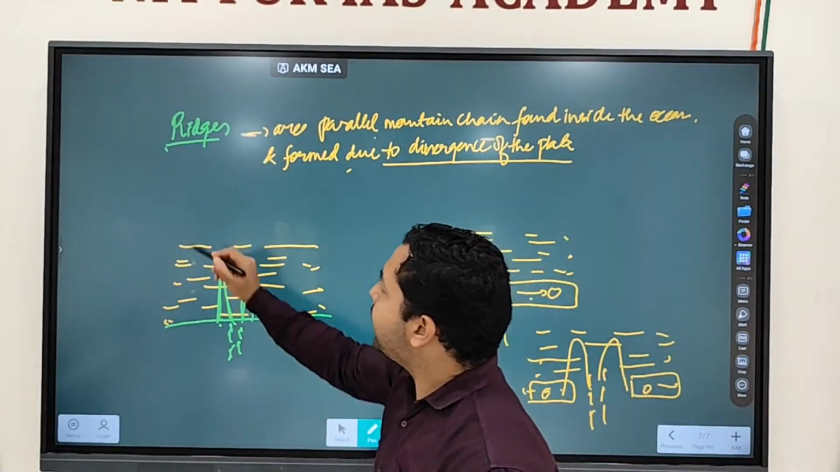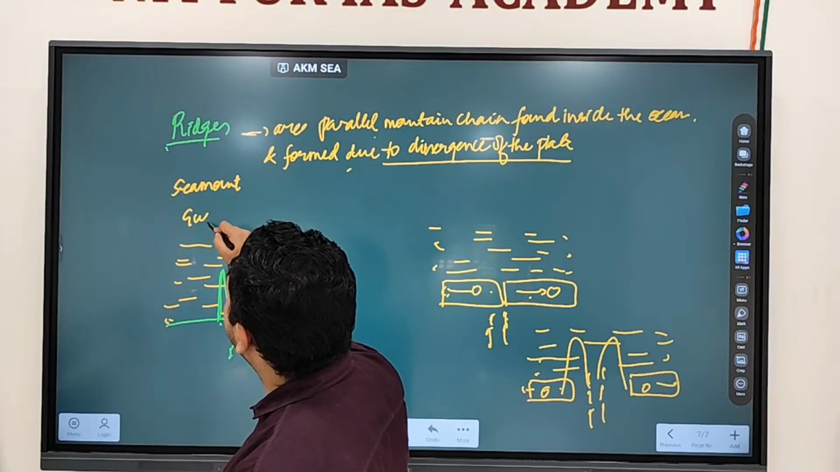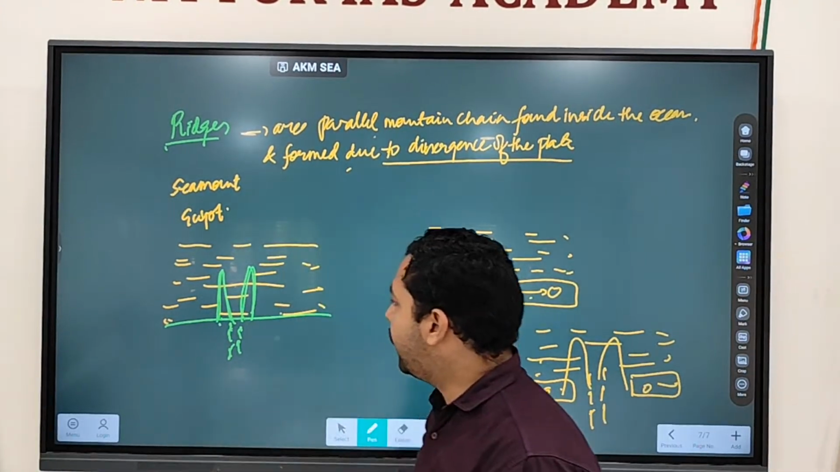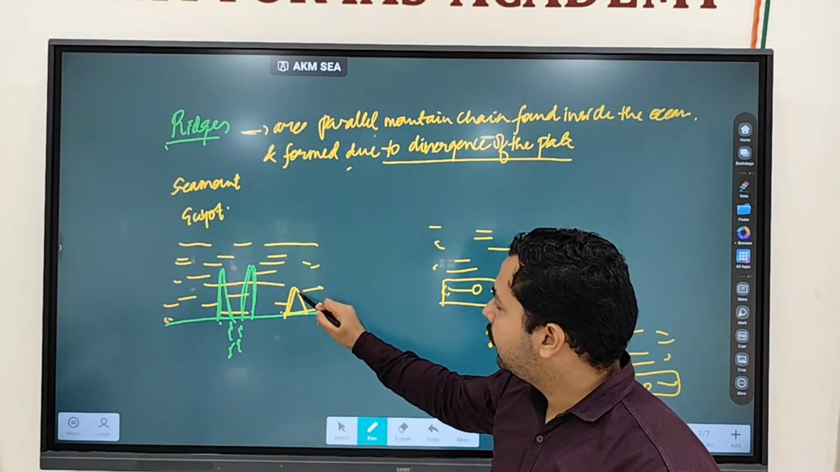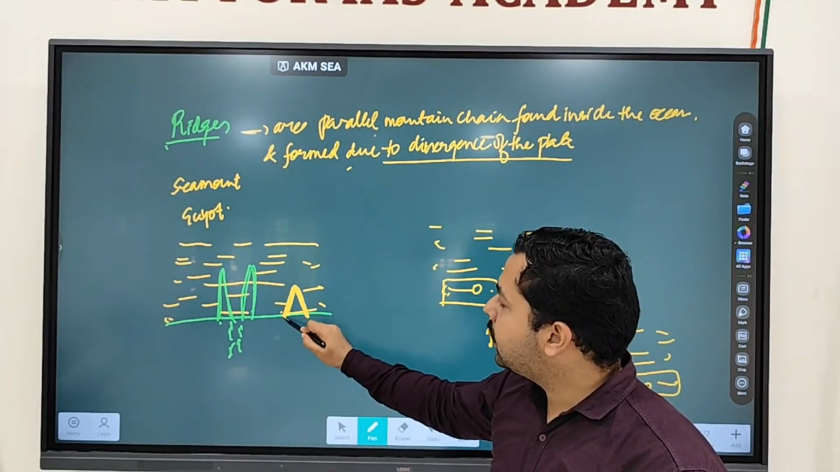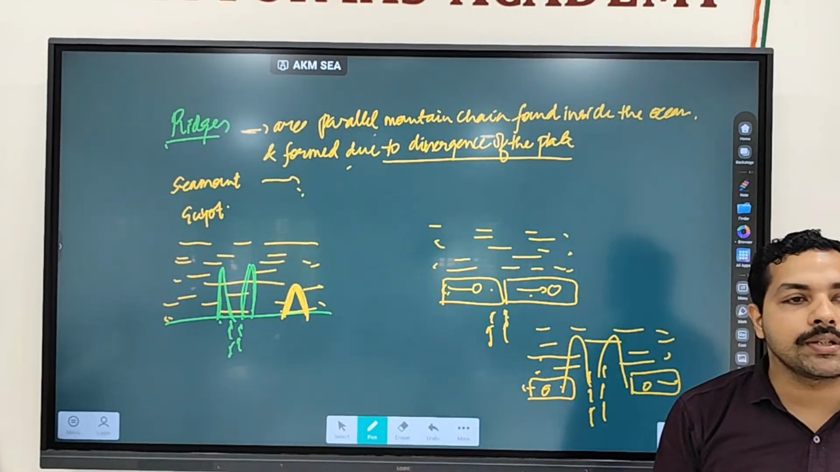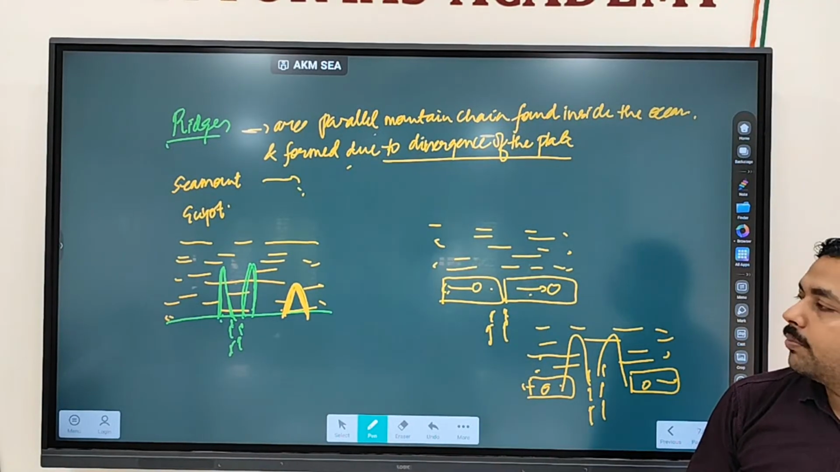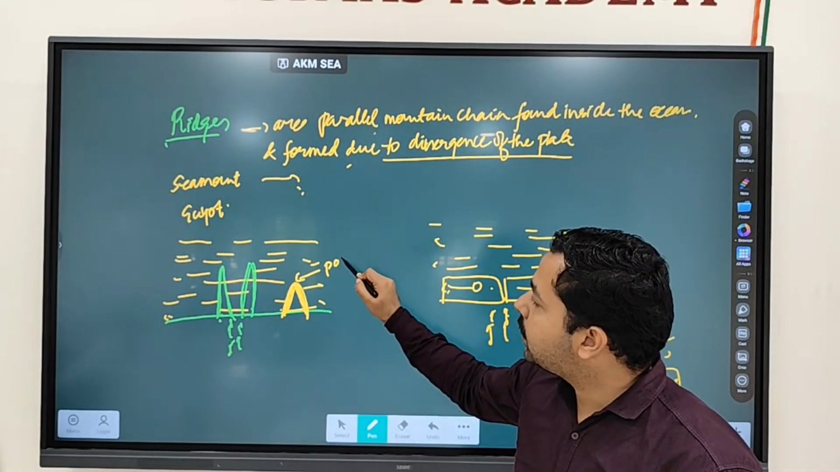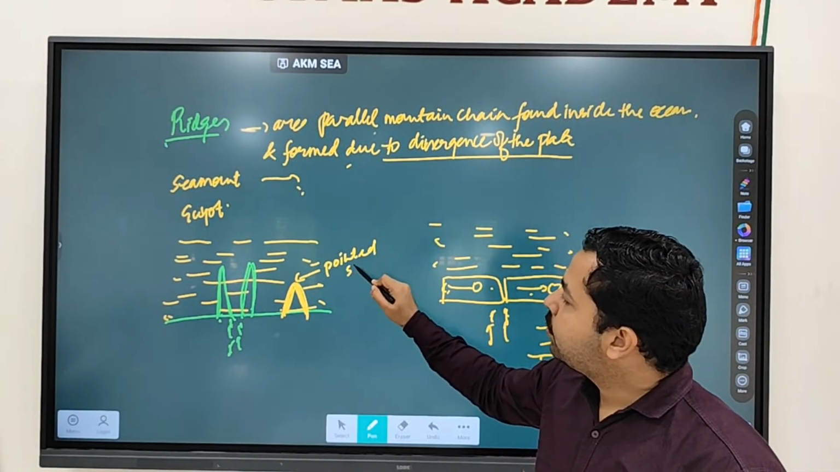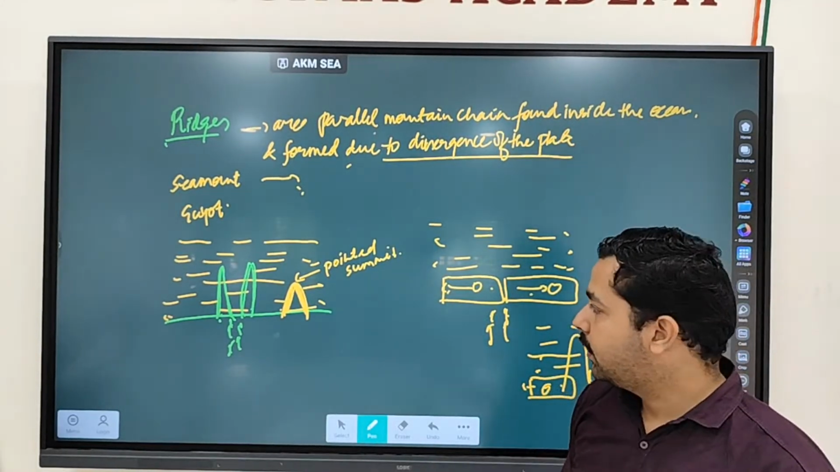Next, you also have something called a seamount, and also something called a guyot. When you see the formation of a mountain inside the ocean, this is referred to as a seamount. A seamount is nothing but the formation of a mountain inside the ocean. Seamount will have which type of summit? Pointed summit. Okay.